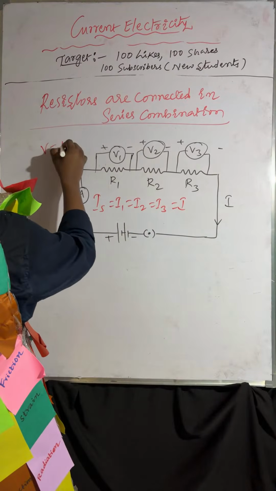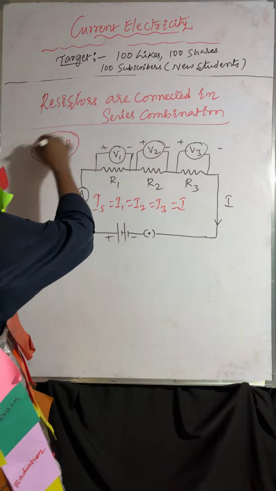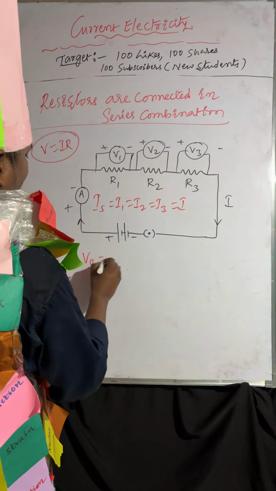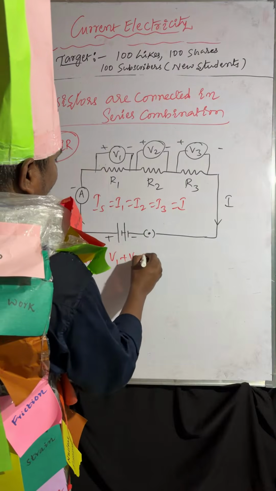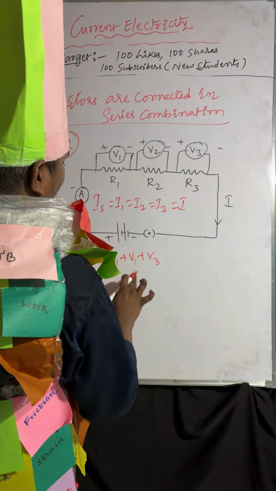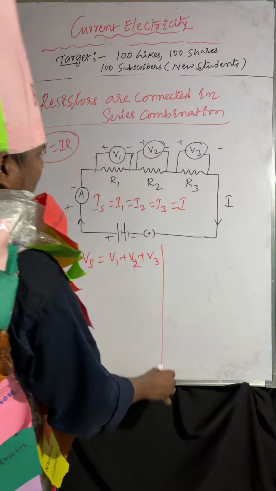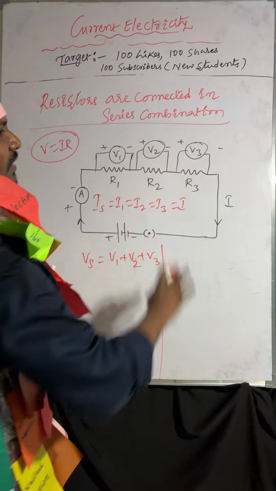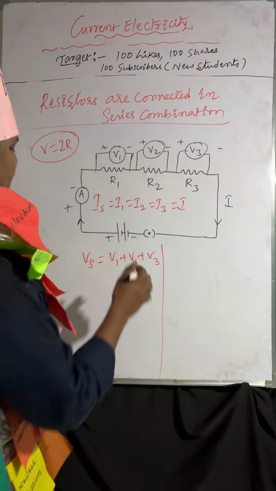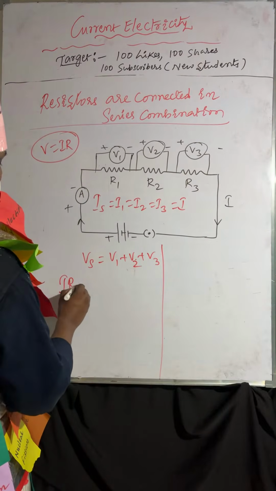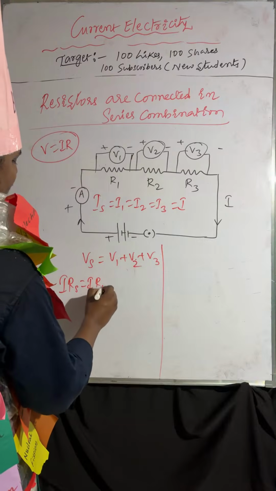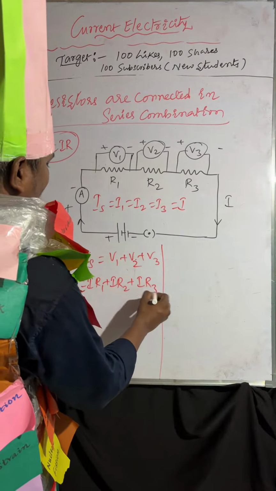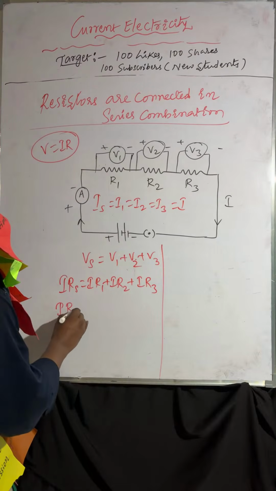From Ohm's law, V equals IR. So Vs equals V1 plus V2 plus V3. The potential difference across R1 is V1, across R2 is V2, across R3 is V3. Potential difference is different. So I Rs equals I R1 plus I R2 plus I R3. So I am taking I common.